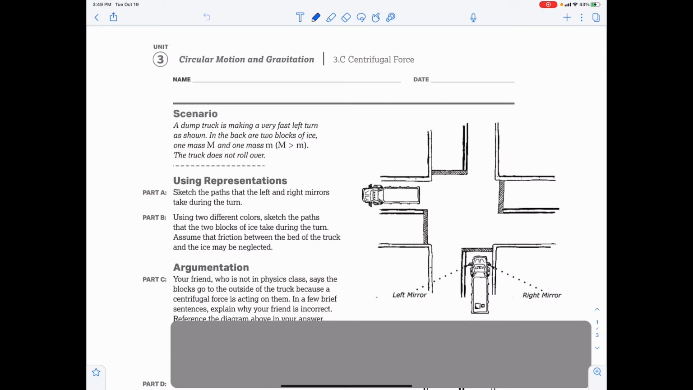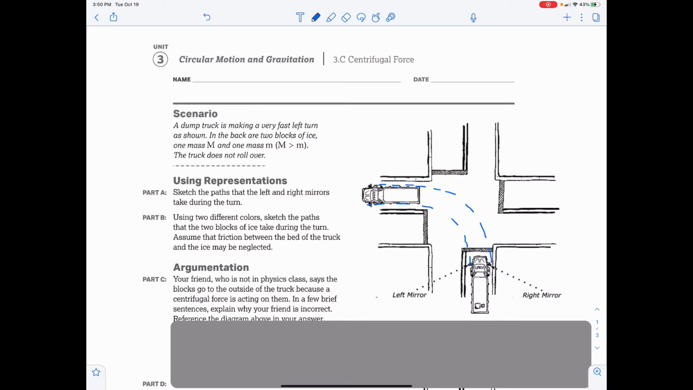Part A. Sketch the path of the left and right mirrors take during the turn. We can see from the picture, the left mirror would take this path right here, and the right mirror would take this path right here.